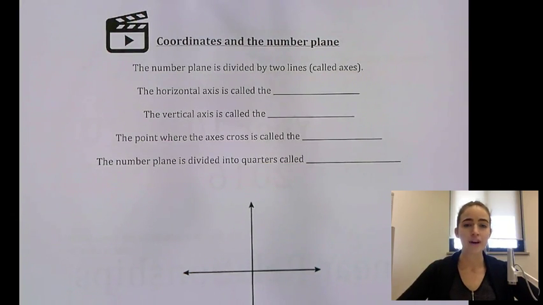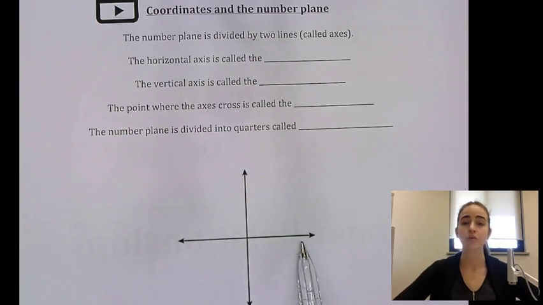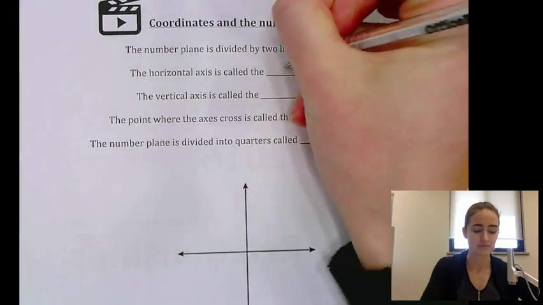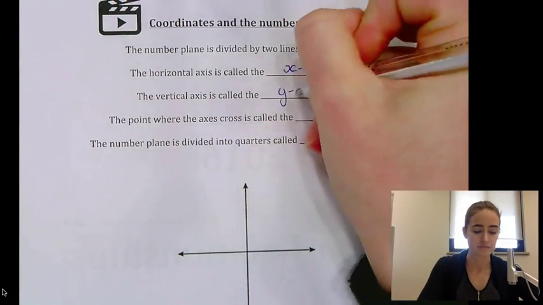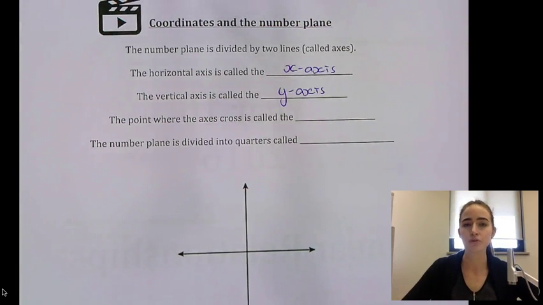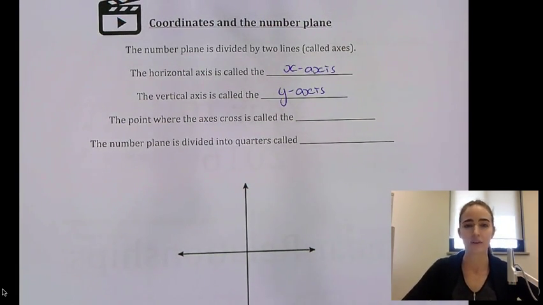In this video, I want to have a look at coordinates and the number plane. So a number plane is divided by two straight lines called axes. So this horizontal line here in our diagram is what's called the x-axis. And the vertical line here is what we call the y-axis. So the plural of axis is axes. So we have two axes, the x and the y.